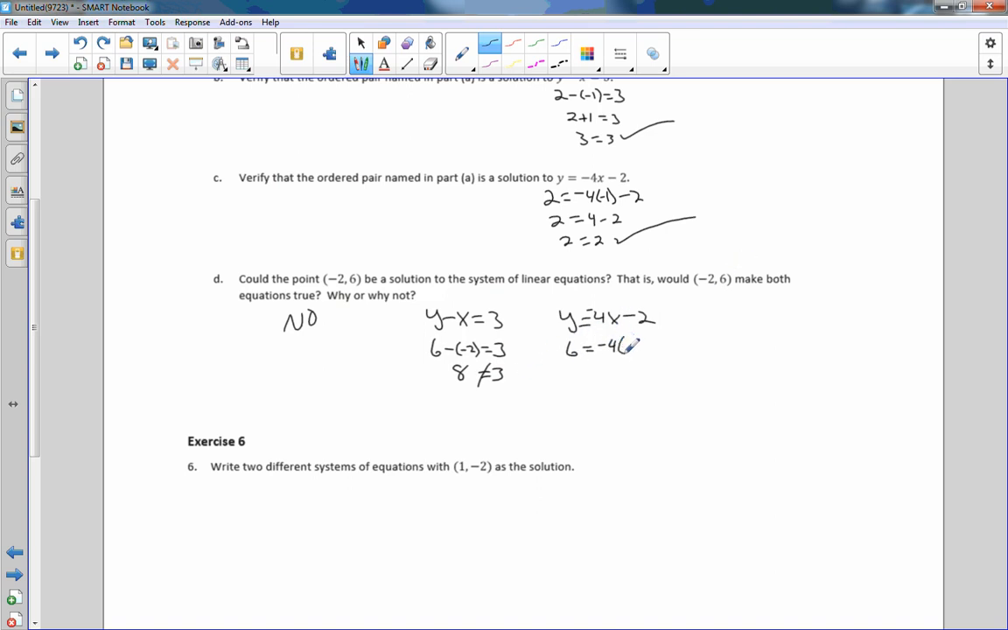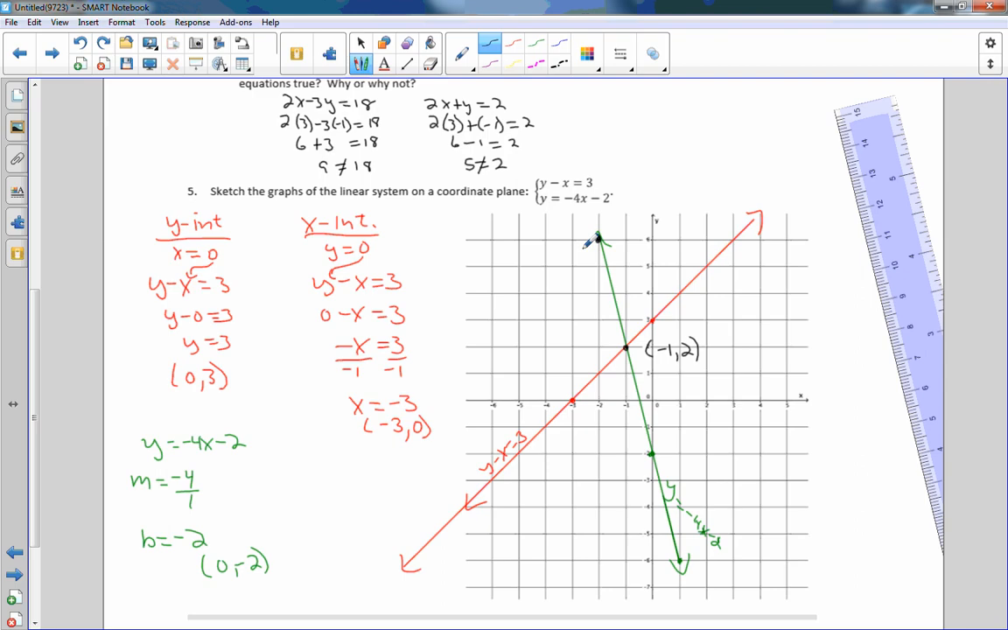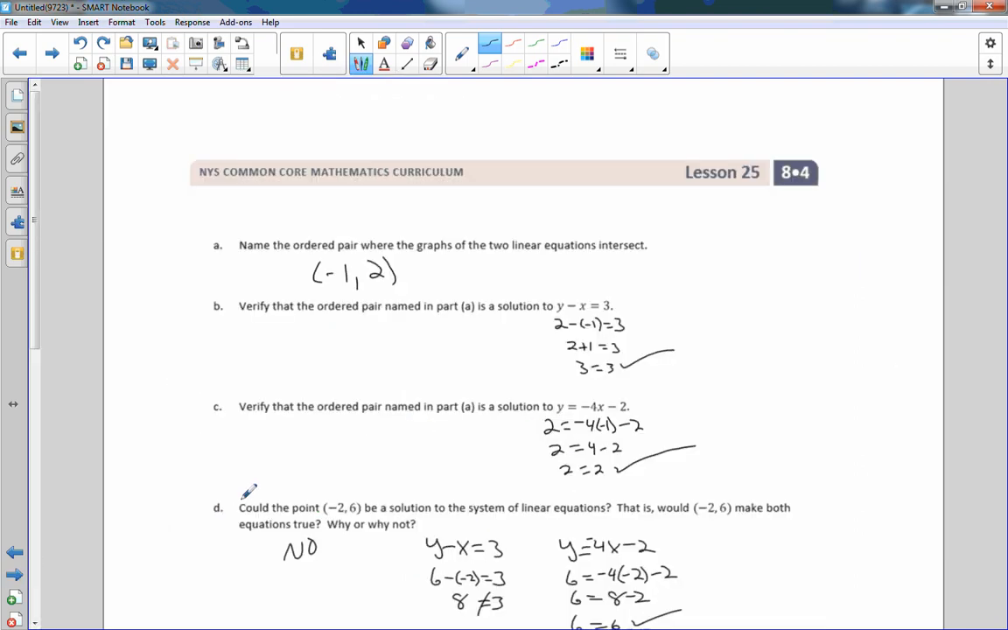Plug in y. 6 equals a negative 4 times a negative 2 minus 2. 6 equals 8 minus 2. 6 equals 6. That is true. So it made one true and not the other. So it is on one line, the green one, but it's not on the other. The y minus x equals 3 was false.